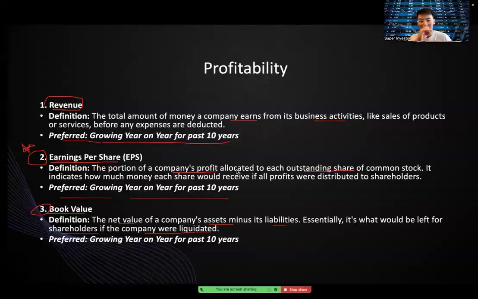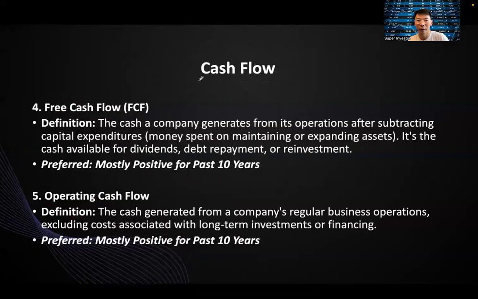So after profitability, the next thing we look at is cash flow. Look at two things, free cash flow and operating cash flow. Free cash flow is the cash a company generates from its operation after subtracting capital expenditure. Capital expenditure is for maintaining or expanding assets. Like for Walmart, they need to maintain their warehouses, they need to maybe clean up their car parks and things like that.